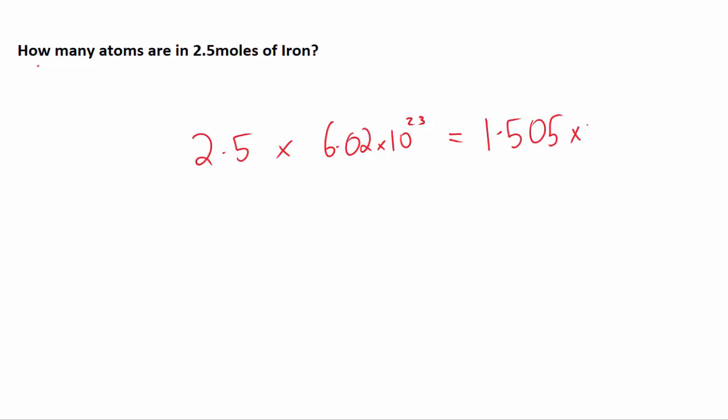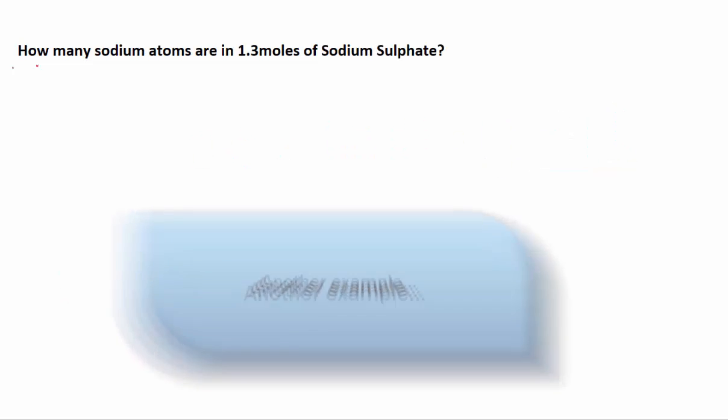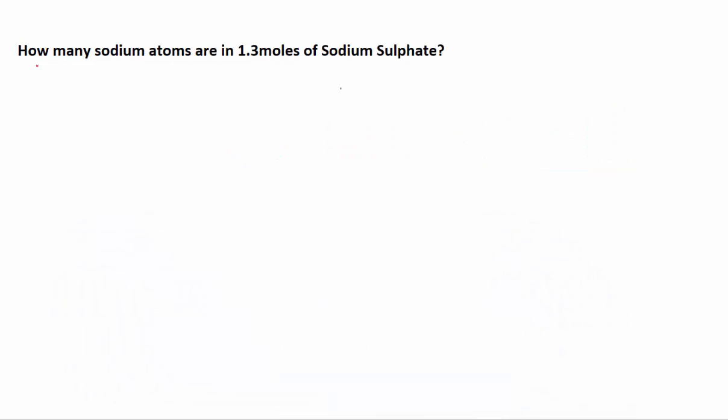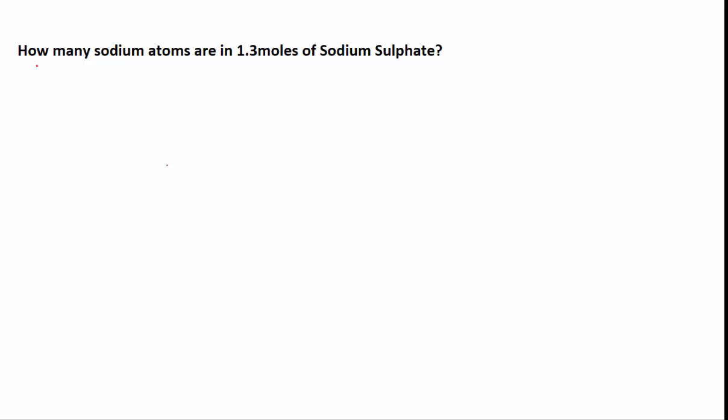In this example, we were looking at iron, which consists of just atoms of iron. So what happens when we have another question where we're not looking at a particular element? For example, how many sodium atoms are in 1.3 moles of sodium sulfate? We have moles, we want to know how many sodium atoms are there. So we're going to take our moles and multiply by Avogadro's number. So we have 1.3 times 6.02 by 10 to the 23.